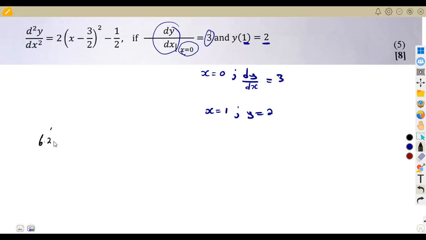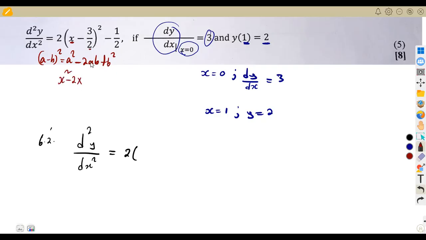So we are going to try to expand. That means the second derivative with respect to x is equal to 2 times the expansion of (x minus 3 over 2) squared. You can use the concept that (a minus b) squared is equal to a squared minus 2ab plus b squared, whereby this is our a, this is our b. So we're going to have a squared, which is x squared, minus 2 times a, which is x, times b, which is 3 over 2. This 2 and this 2 will cancel. And the last part is b squared. Our b is 3 over 2, so it's going to be 3 over 2 squared. Meaning you're going to have x squared minus 3x plus 9 over 4, which is 3 squared over 2 squared.